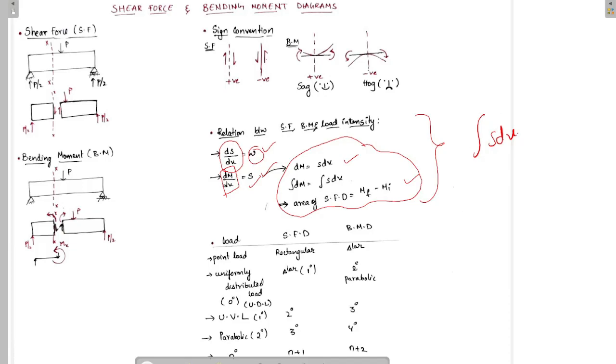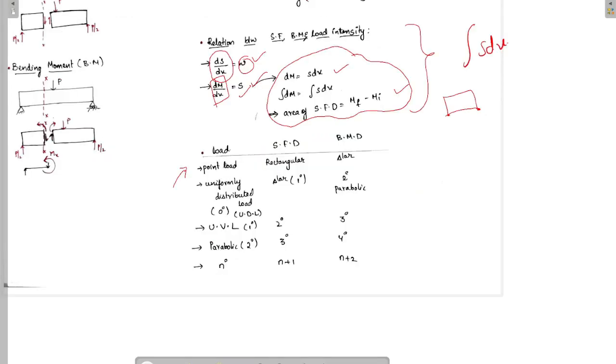If we find the area of a shear force diagram between 2 points, then the difference in moments between those 2 points is nothing but equal to the area between those 2 points in the shear force diagram. Now here we will be seeing what's the type of load and how its SFD looks and how its BMD looks.